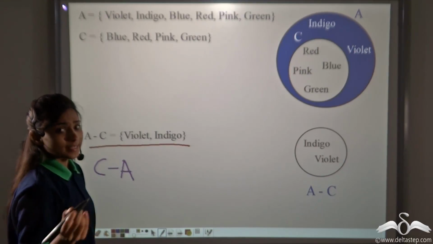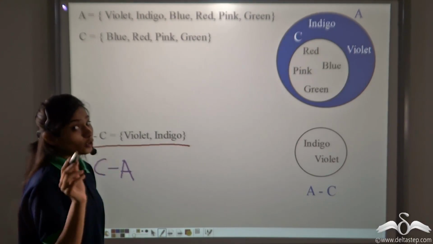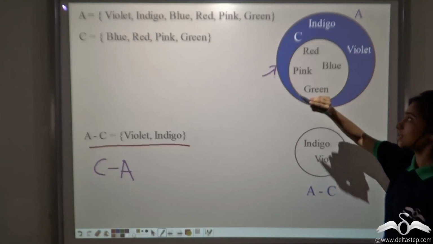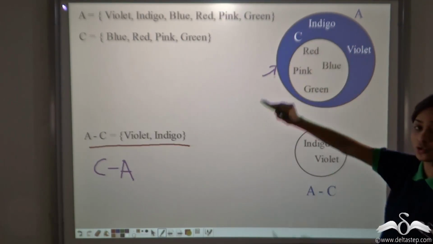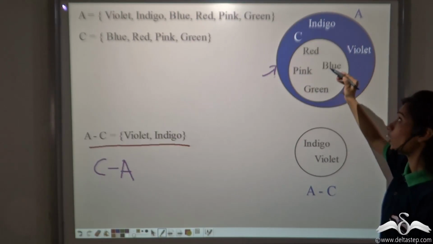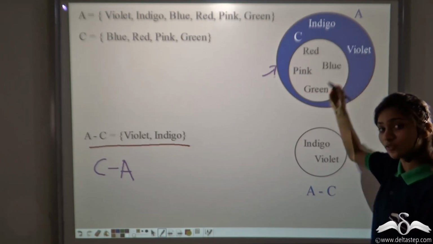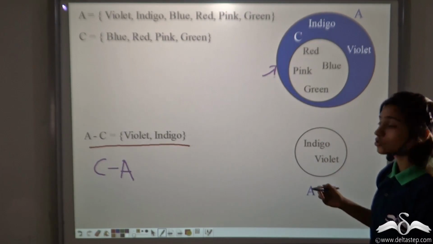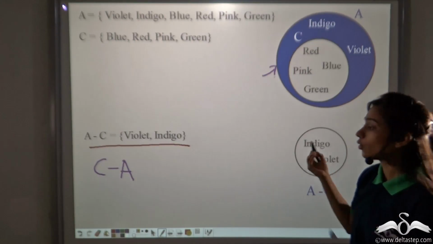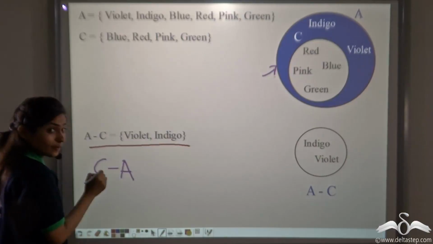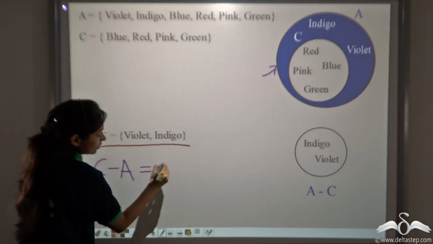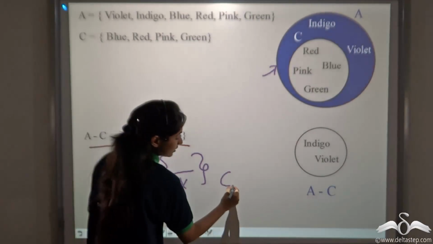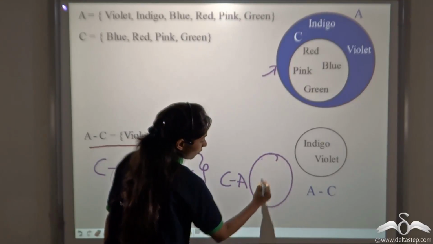What is C minus A? Set of elements which belong to C but do not belong to A. In this Venn diagram, can you see any element that belongs to C but does not belong to A? Well, all the elements of C already belong to A, as C is the subset of A. Being a subset, no other element of C is there outside A. So what will be C minus A? Well, no color is there which belongs to set C but does not belong to A. So this is an empty set. It contains no element. So C minus A is an empty Venn diagram.